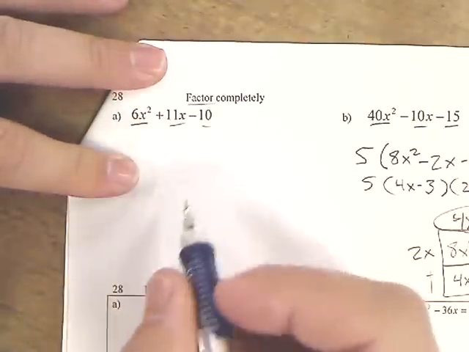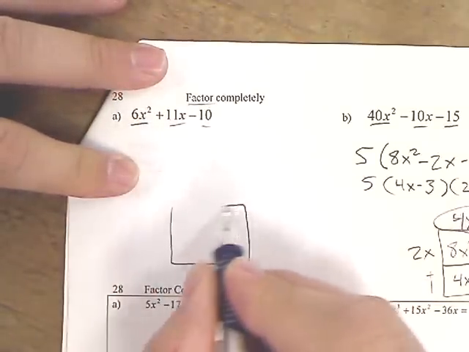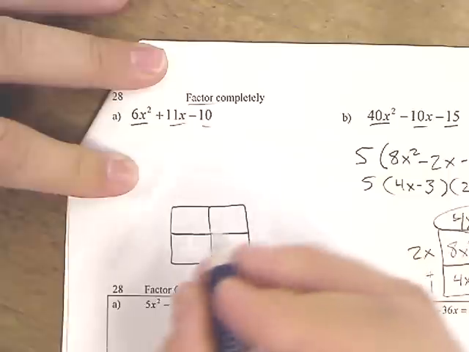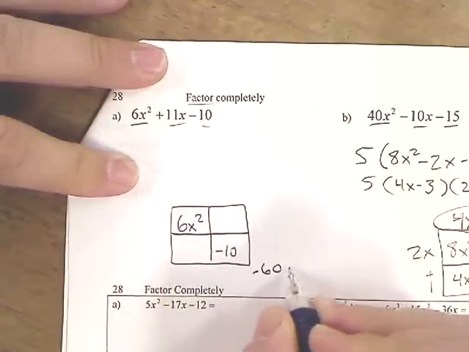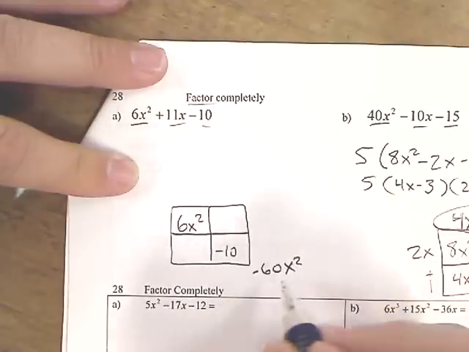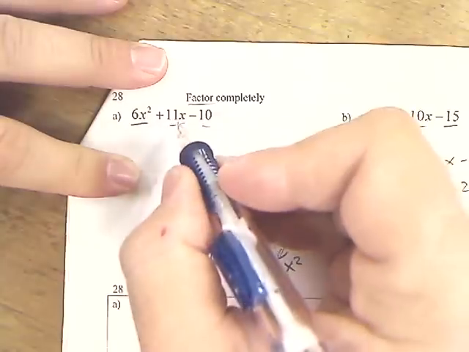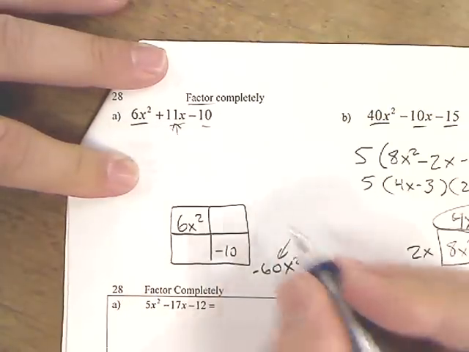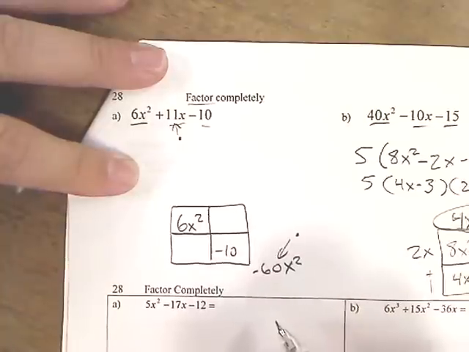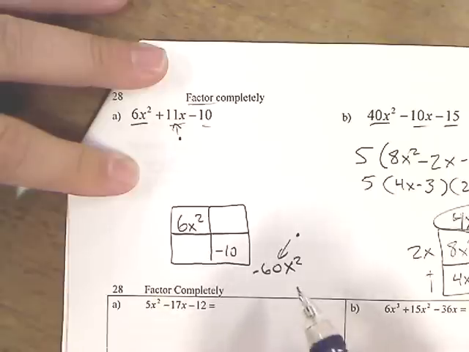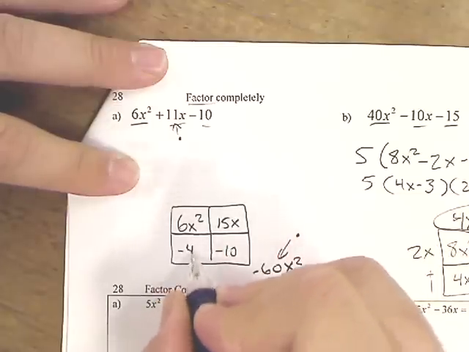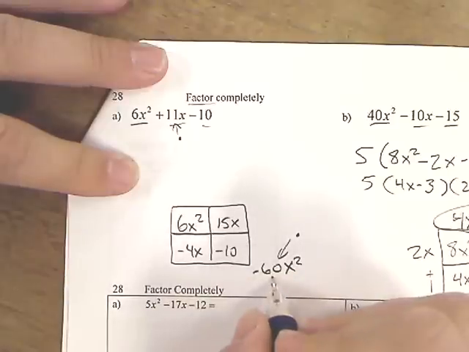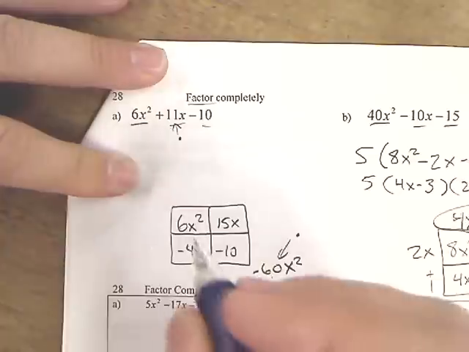Here's another example. We already said there was no common factor there. Let's look at a little generic rectangle. 6x squared, negative 10. These multiply together to be negative 60x squared. Two numbers multiply together to be that guy, add together to be that guy. Multiply, add. 6 and 10. No. 15x and negative 4x. Multiply them together, I get negative 60. Add them together, I get 11x.